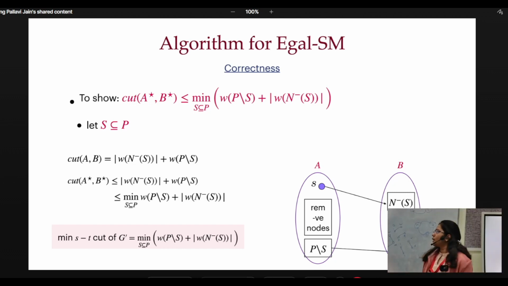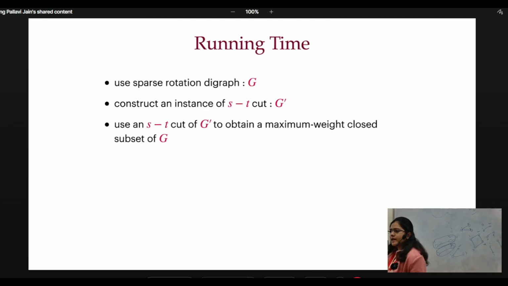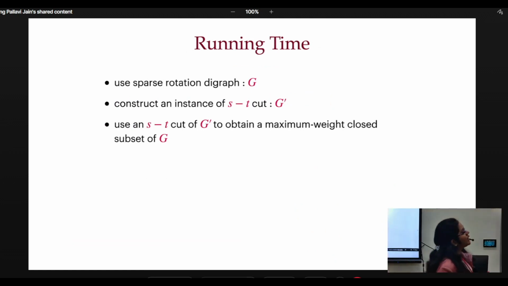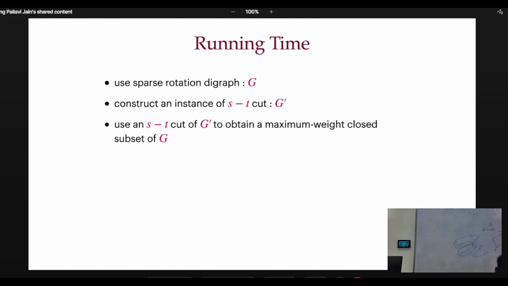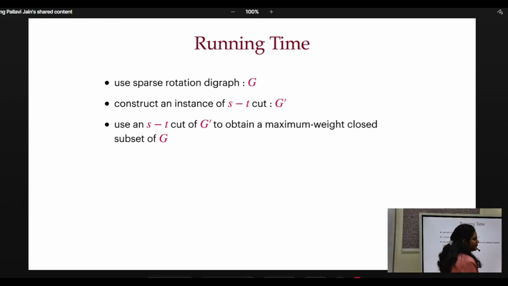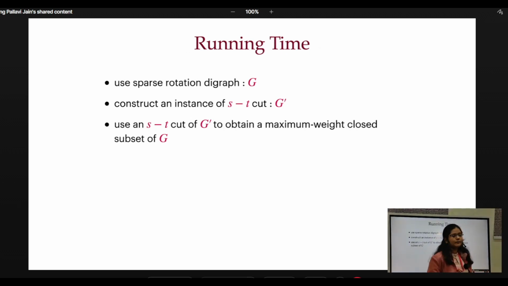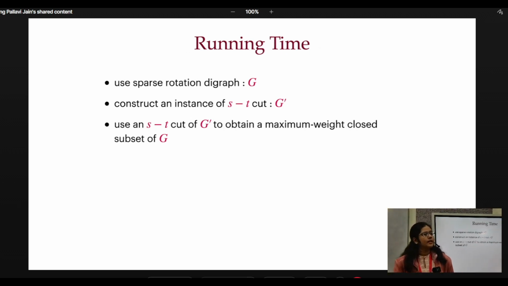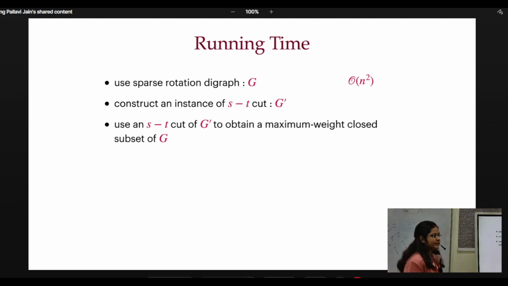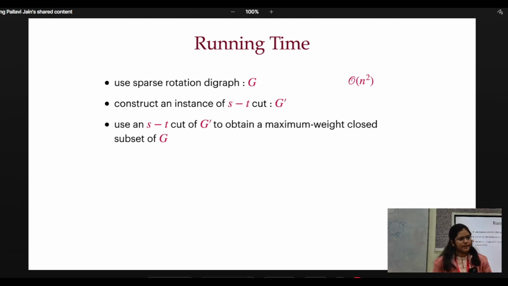Okay. Now what about running time? So what are our major steps in this algorithm? We constructed a sparse rotation digraph, then we constructed an instance of ST cut, and then we solved min ST cut problem. Okay. So what is the time for sparse rotation digraph construction? It is n square. Yes, rotation digraph. Okay, because if you notice every pair is part of only, so right.